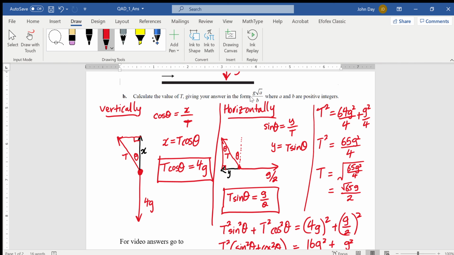But I've got to present it the way they want it. So I need to write G root 65 on 2 technically. So I'll just swap those around and write G root 65 on 2. So that there in the cloud is what the final answer is.